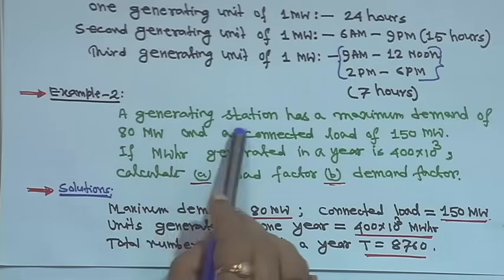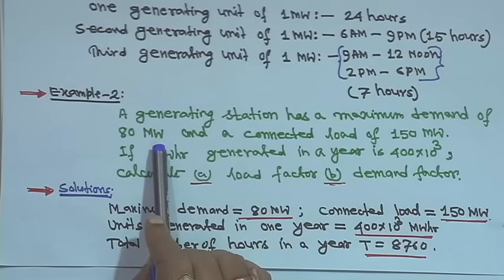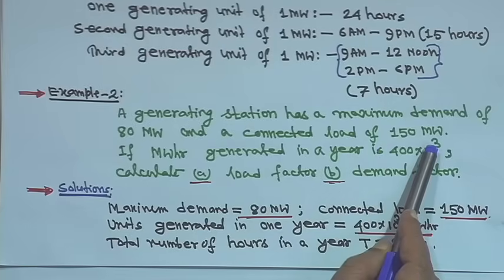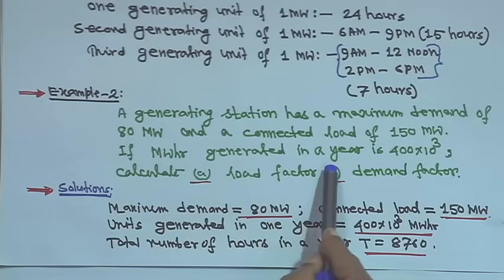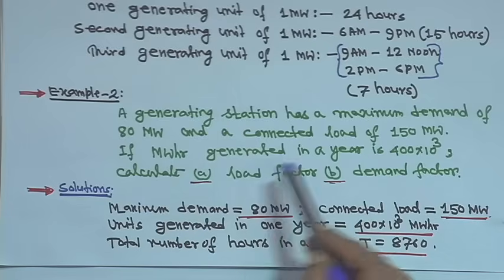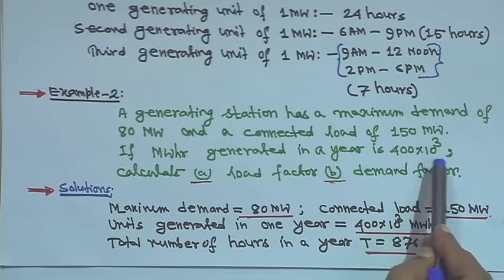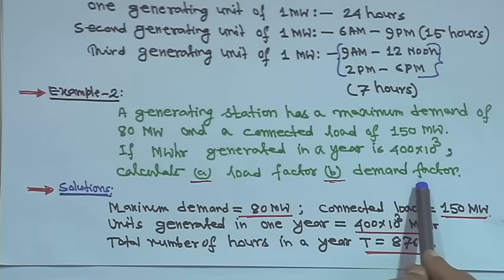So, a generating station has a maximum demand of 80 megawatt and a connected load of 150 megawatt. The megawatt hours, that is the energy generated in a year, the annual energy generation, is 400 into 10 to the power 3 megawatt hour. You have to compute the load factor and demand factor.